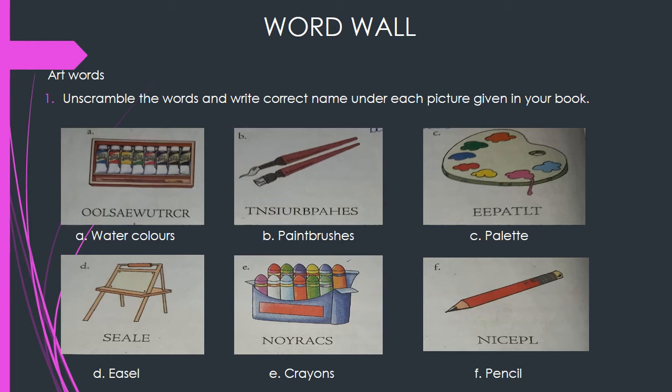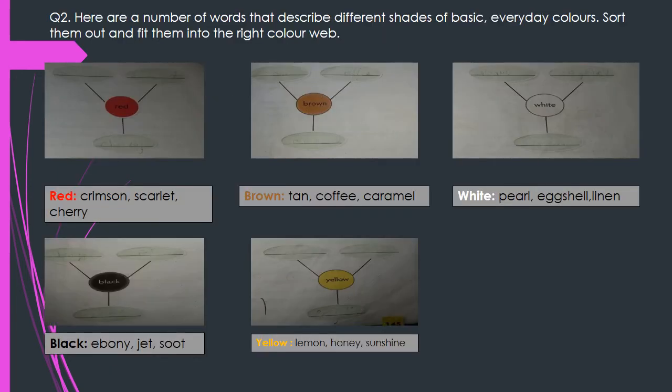So this is easel. Now come to E, crayons. This you can recognize, na? This is crayon. Crayons. And easel. Now come to the next one. Pencil. Pencil. Now children, come to the next exercise.